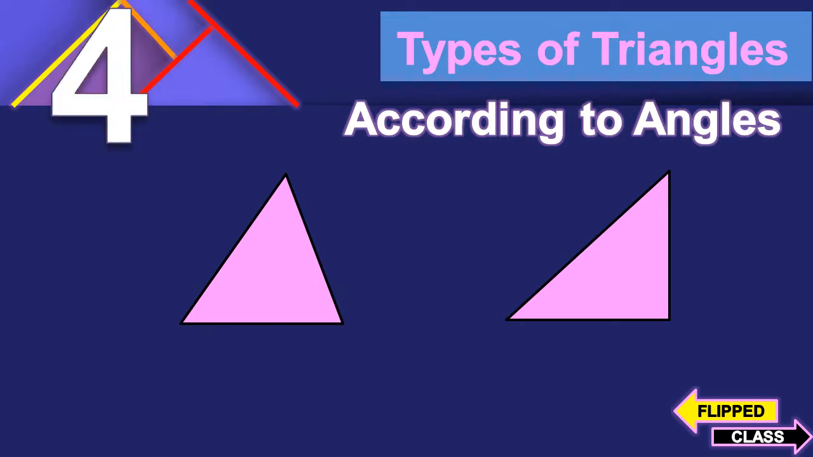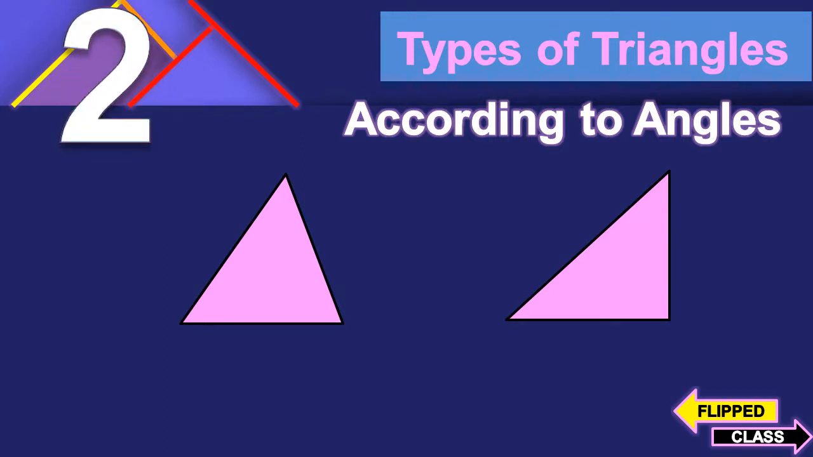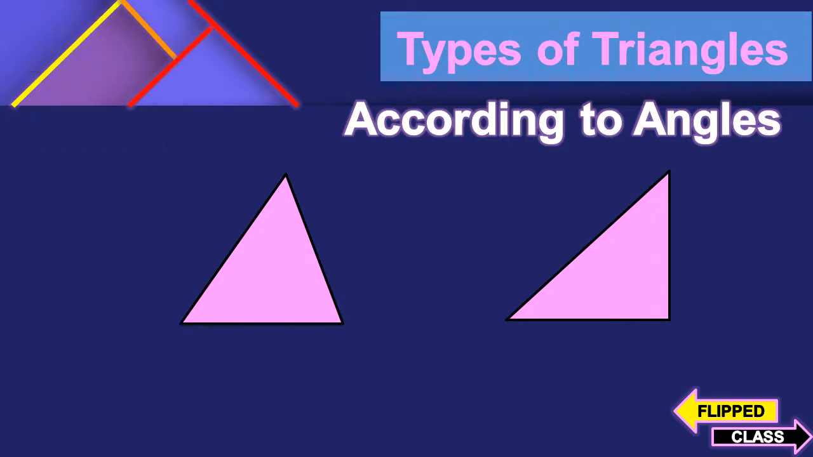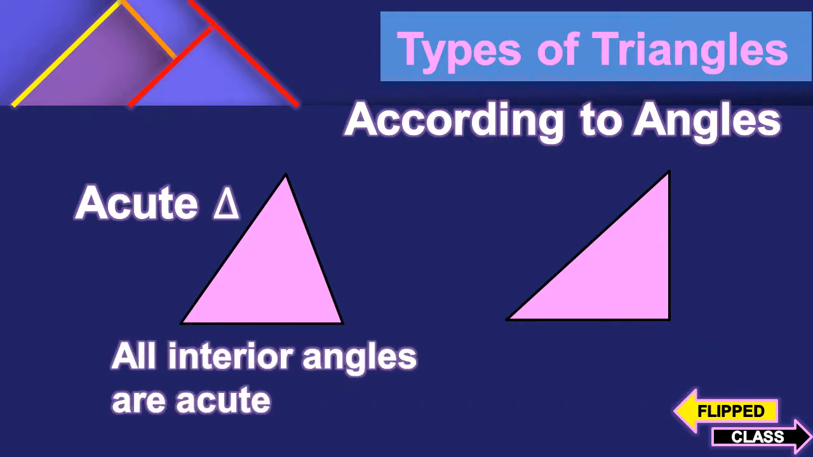Five seconds left. Time is up. Okay, our first figure here is actually named or labeled as an acute triangle. It is considered as an acute triangle because all of its interior angles are considered to be acute angles.